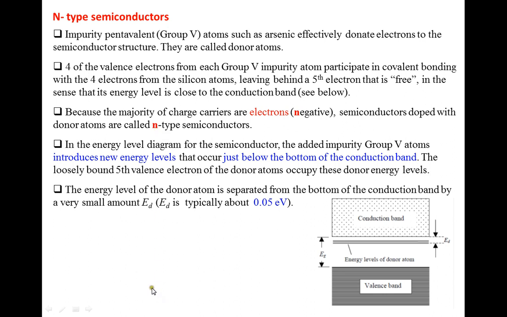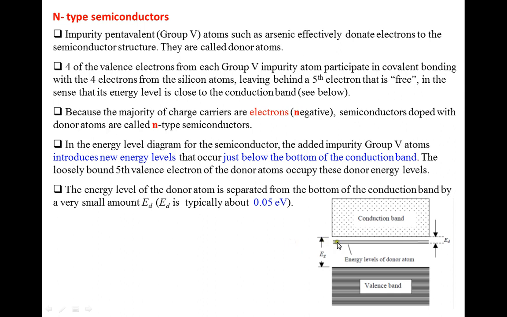And in the energy diagram below, we see that the group 5 atoms introduce a new energy level just below that of the conduction band. This energy level is called the donor level. We call these group 5 atoms the donor atoms, which cause the donor levels.